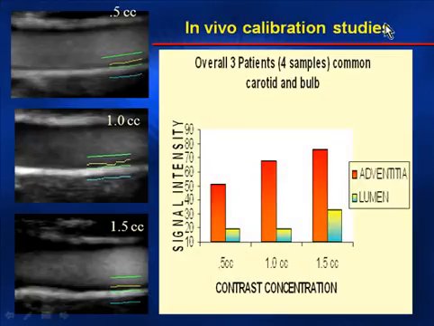When we move into clinical studies, we have also performed calibration studies. What you see in this slide is an intravenous injection of 0.5, 1.0, and 1.5 milliliters of an ultrasound contrast agent. In the patient, the lumen is increasingly bright, and the vasa vasorum, as identified by the green and blue regions of interest, are also increasing in brightness. And if you look at the graph, you will notice that as the lumen increases in brightness, so does the vasa vasorum, very similar to the in vitro tube study.